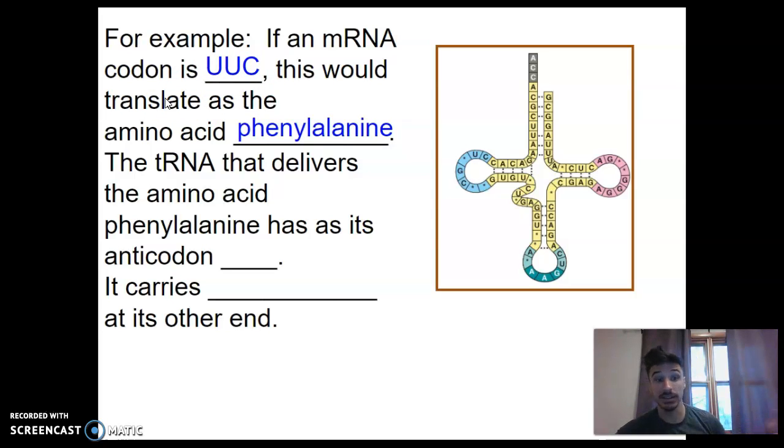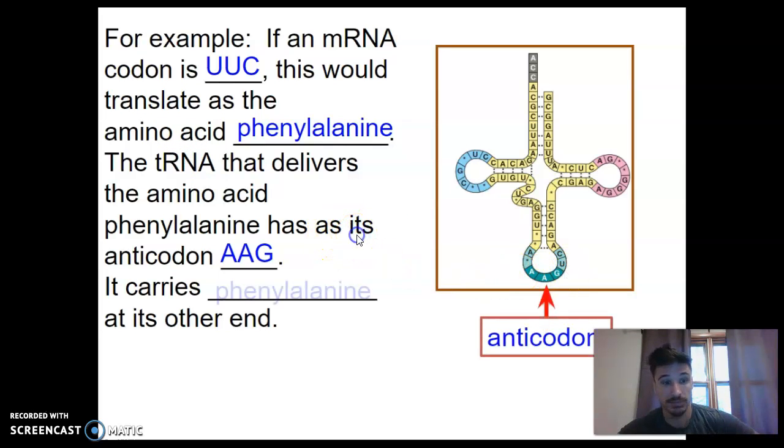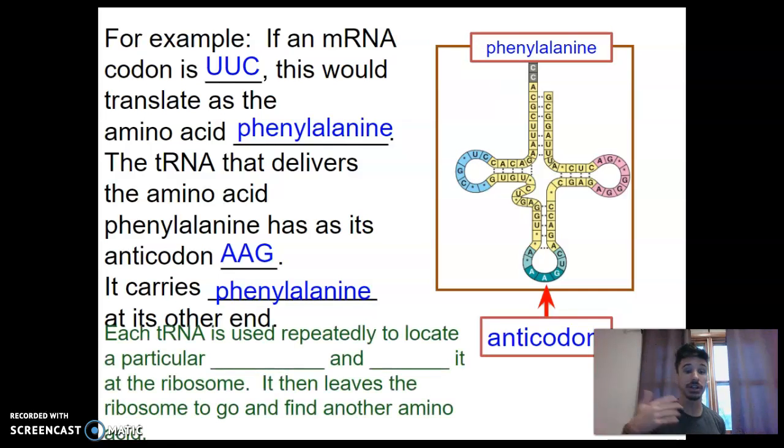Now the tRNA that delivers that amino acid, phenylalanine, has as its anticodon AAG, which we see here and we saw in the last slide. And at the other end, phenylalanine is carried to the ribosome to build the protein. Now, each tRNA is used repeatedly to locate a particular amino acid and deposit it at the ribosome. It leaves the ribosome to go find another. These tRNAs are not used up in this process. They are just used over and over and over again.